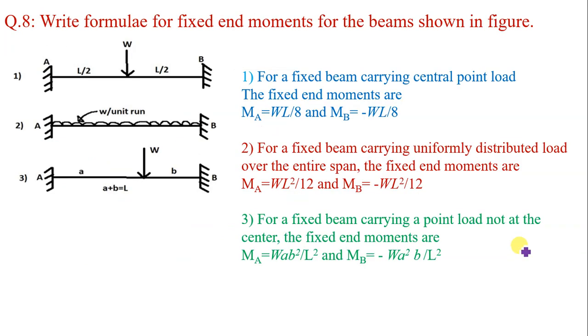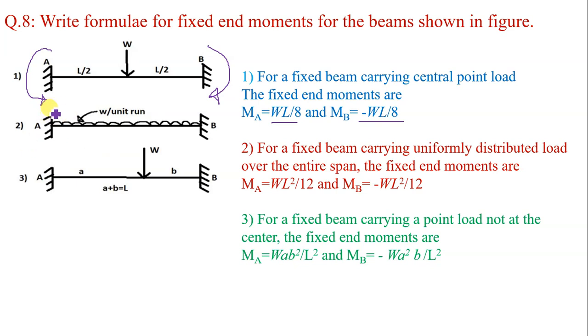Question number 8. Write formulae for fixed end moments for the beam shown in figure. So these are the standard cases, and we know when a fixed beam is carrying central point load, the fixed end moments at A and B will have the nature like this, and hence MAB or MFAB or MA only is equal to WL by 8 and minus WL by 8 at B. Minus sign because this is clockwise, this is anti-clockwise. This is Hardy Cross sign convention.